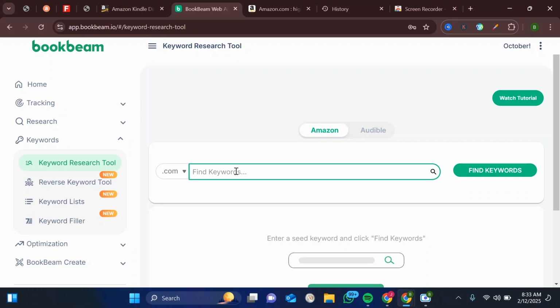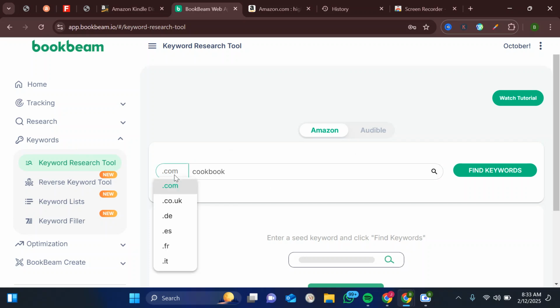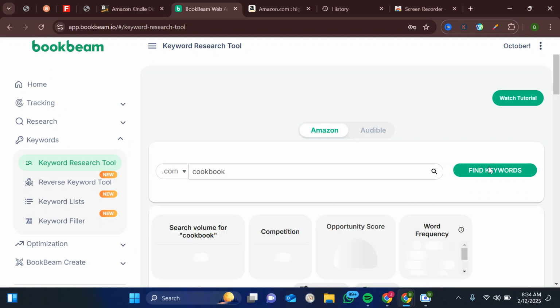So the first thing I will do is to search for the short tail keyword, which is cookbook. I come to keyword, then keyword research tool, then amazon.com, because that is where we mostly target. If you want to do it for UK, I notice some UK cookbooks are selling, but I have not really written on them. But let's go for amazon.com because that is the major market we are targeting. So we click on find keywords.